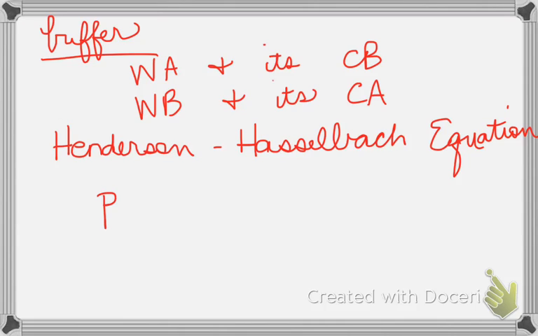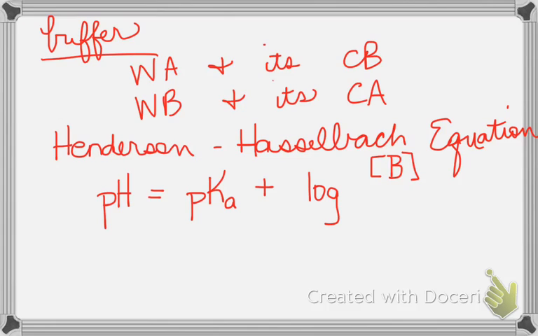The Henderson-Hasselbalch equation looks like this. The pH is equal to the pKa plus the log of the concentration of the base divided by the concentration of the acid. Y'all know what pH is, right? pH is a measure of the hydrogen ion concentration, and we know below 7 acidic, above 7 basic, etc.